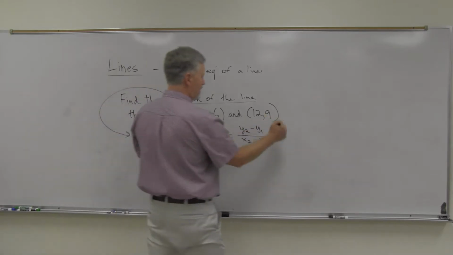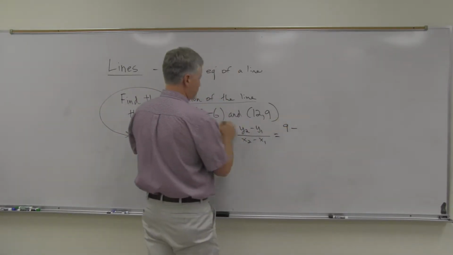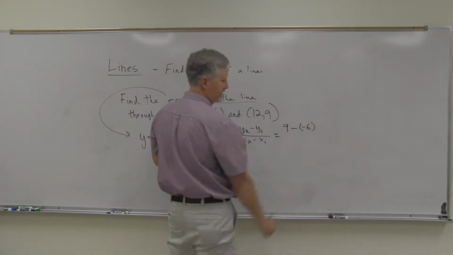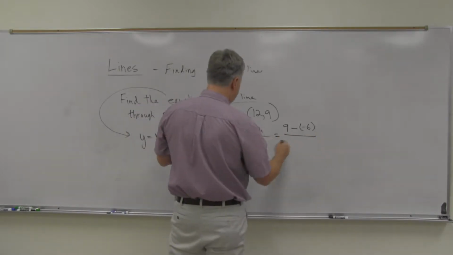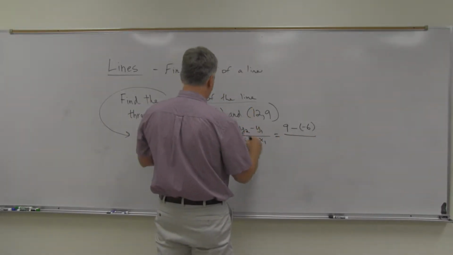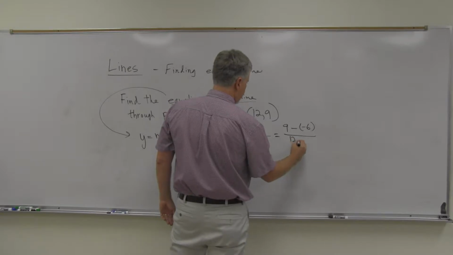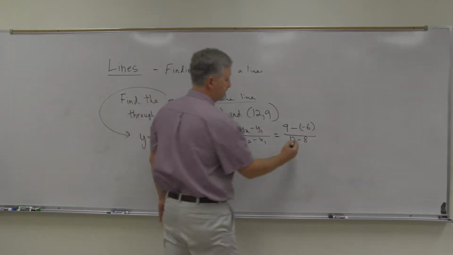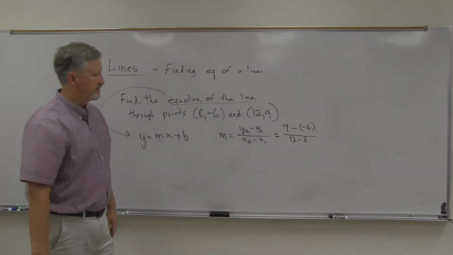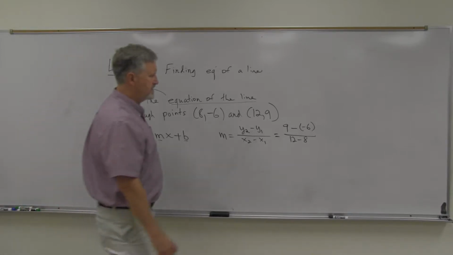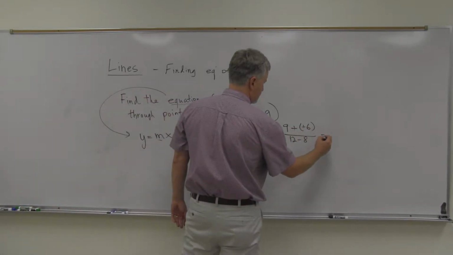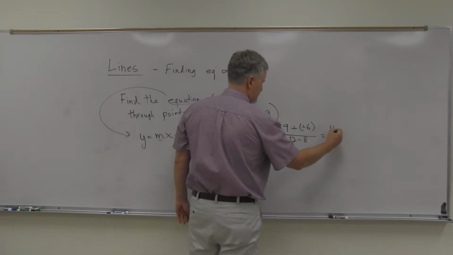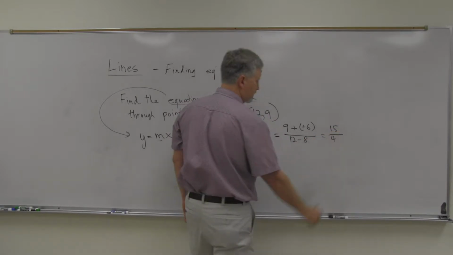You take the second y, 9, minus the first y, -6, so we got the old double negative there. And then divide by the second x, 12, minus the first x, 8. And then evaluate. I got the double negative, so that's 15. 12 minus 8 is 4.